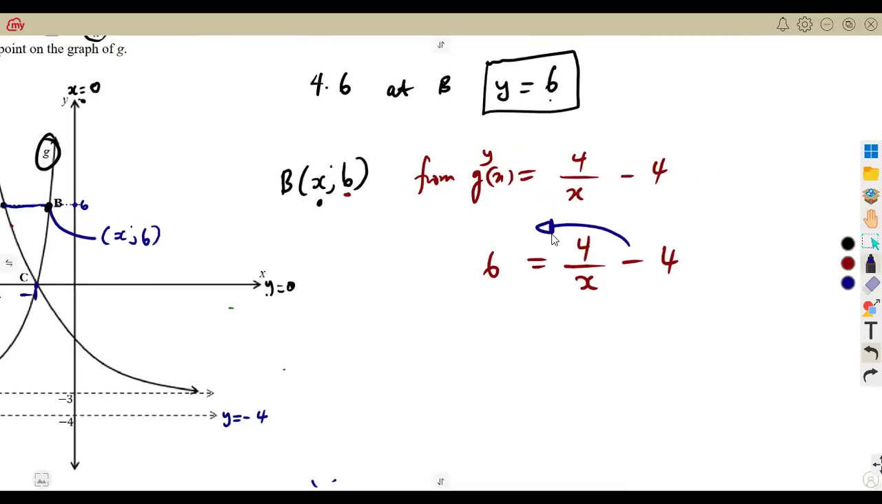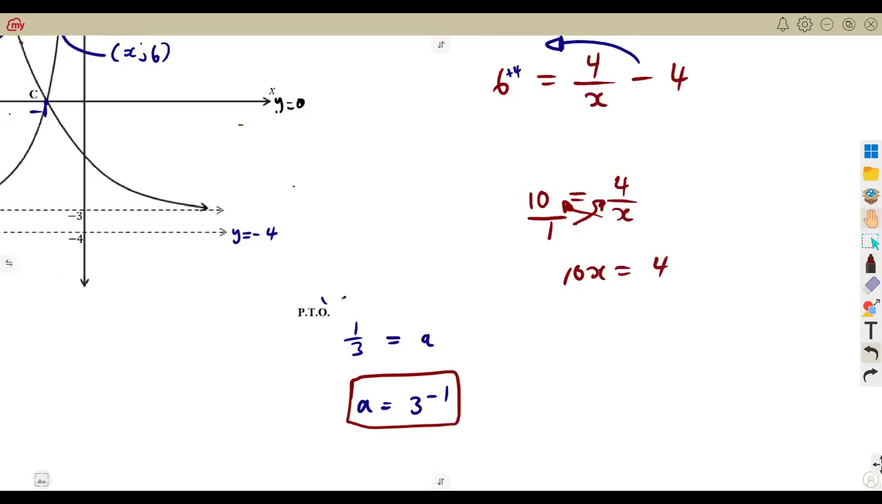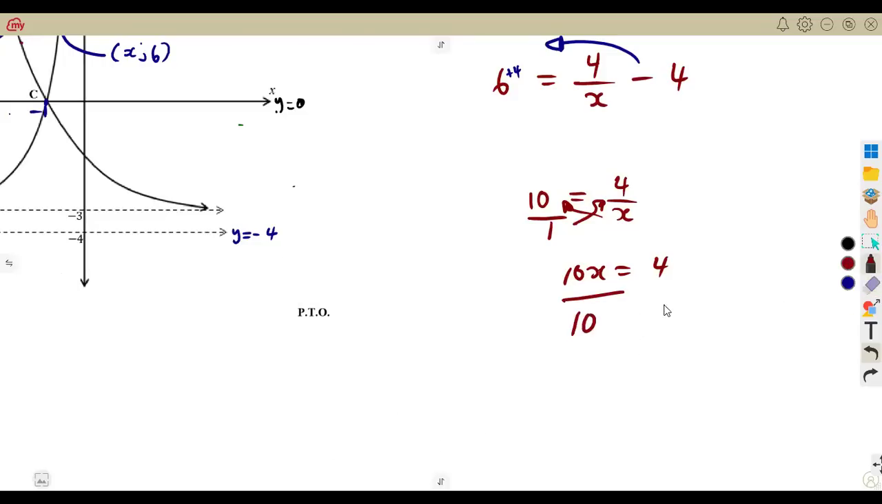Take the minus 4 to the other side. It becomes a positive there. That's 6 plus 4, which is 10. So 10 is equal to 4 over x. Cross multiply so that you can have x. 10x is equal to 4. So what is the value of x there? At this point, we can simply divide by 10 both sides. So x is going to give us 2 over 5. Or you can have it as a decimal if you want.